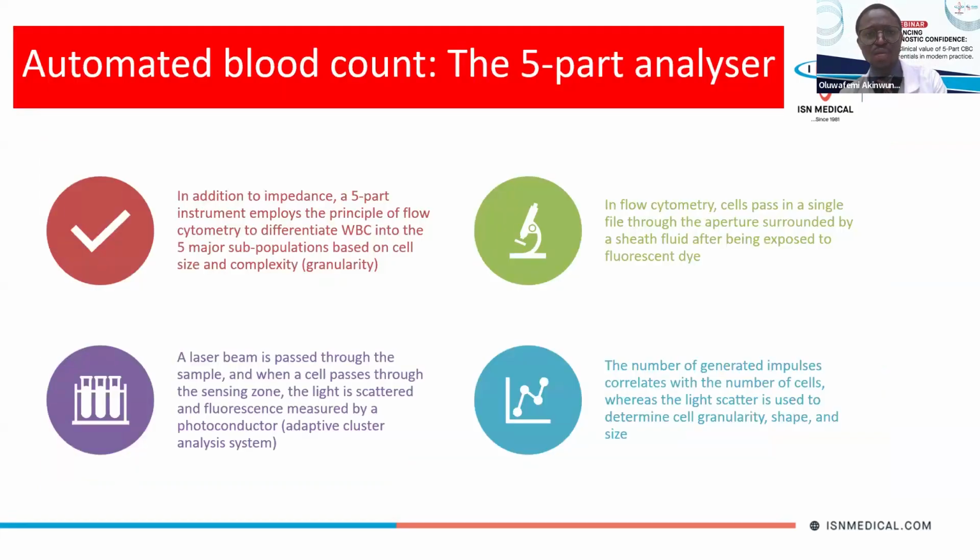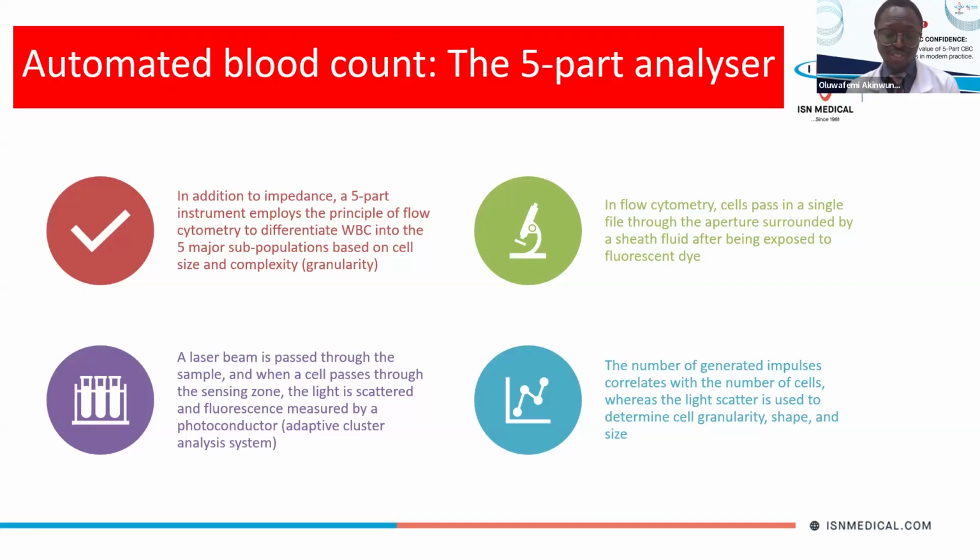So let's go to the 5-part analyzer rather. Now, in addition to impedance, the 5-part instrument employs principles of flow cytometry to differentiate WBC into the 5 major subpopulations based on cell size and complexity. Now, to talk briefly about flow cytometry principles: basically, it is just an improvement in the discovery of staining of cells, generally speaking.